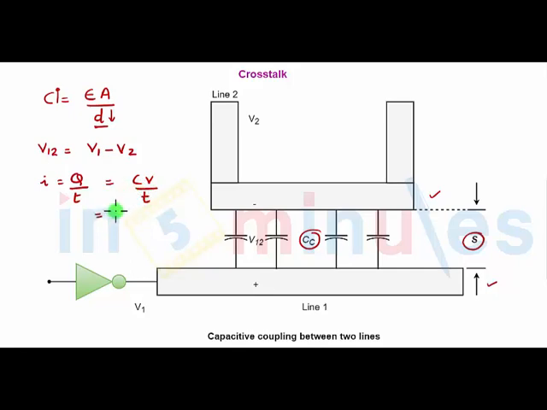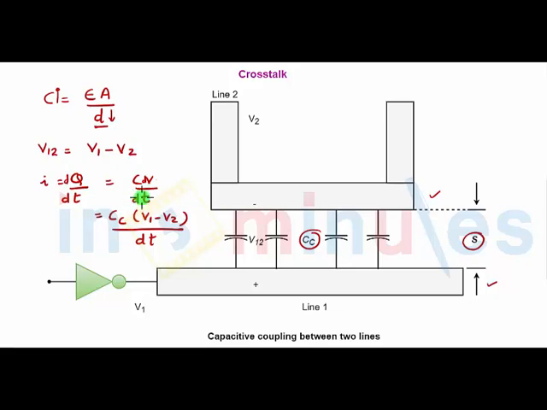That means I is nothing but Cc. Now this C is nothing but the coupling capacitance, and V is the difference in the voltage, which is V1 minus V2, upon dt, because technically I is nothing but dq by dt, the rate of change of charge with regards to time, correct? And Q is nothing but CV. So this is nothing but C dV by dt, correct?